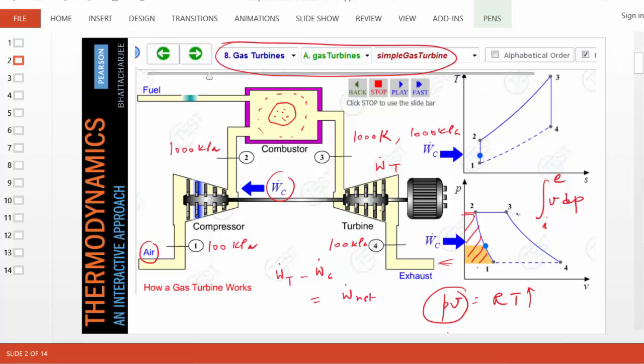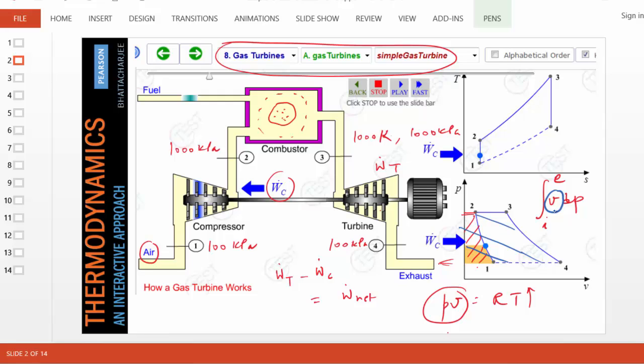The turbine work goes from 3 to 4, so the turbine work must be this shaded area. So as you can see, the turbine work is much higher than the compressor work because the specific volume handled by the turbine is much higher than the specific volume handled by the compressor. So the hotter the gas is, the higher the specific volume, and therefore the turbine will produce a lot more work than the compressor will consume.